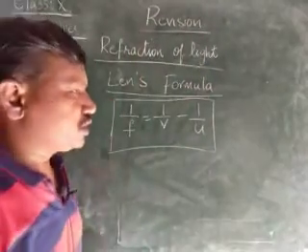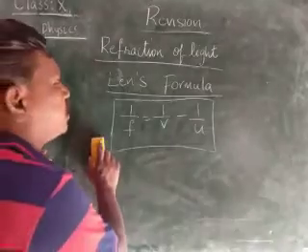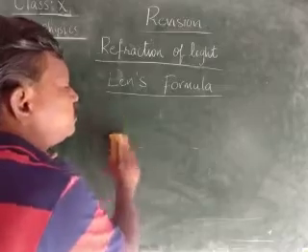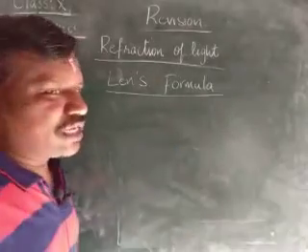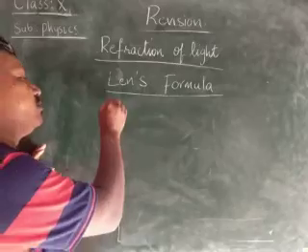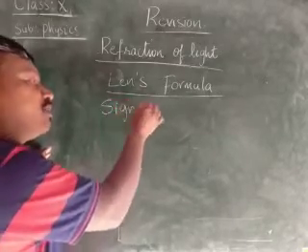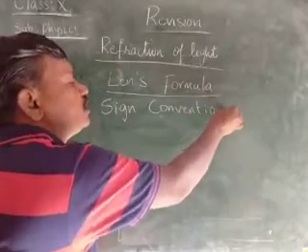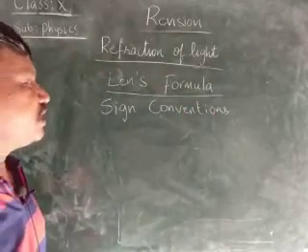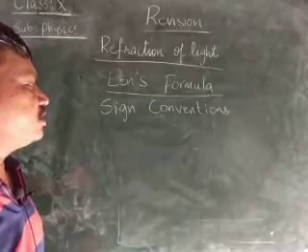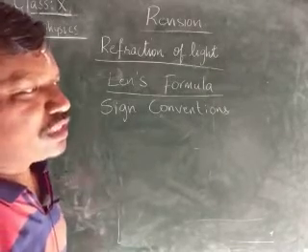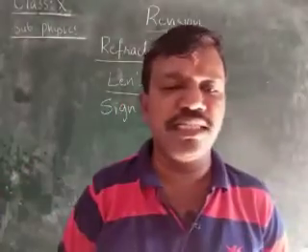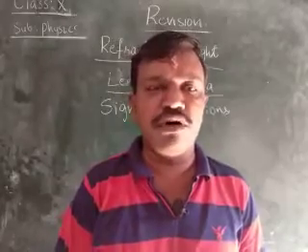we come across the sign conventions. Sign conventions are very, very important. First, we should learn the sign conventions and the rules, then the application of the sign convention for the convex lens as well as the concave lens. All the distances should be measured from the optic center, as it is a lens.